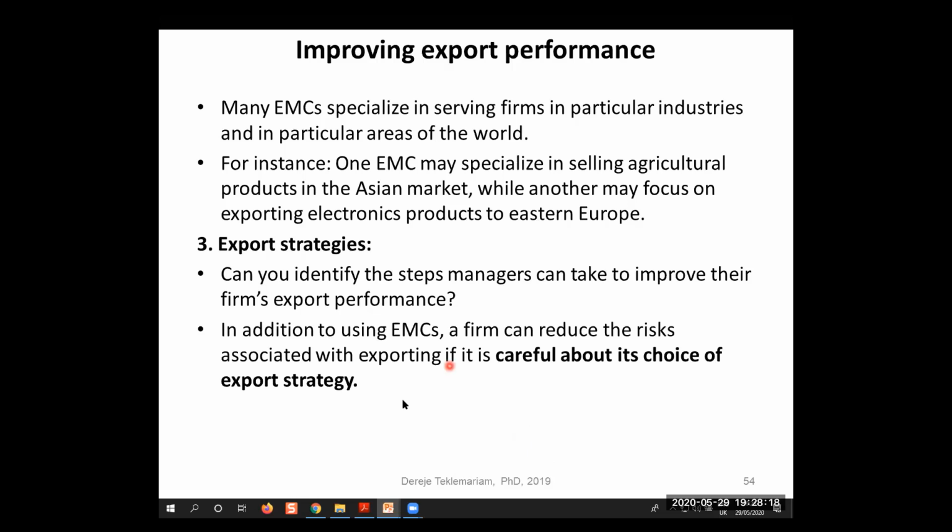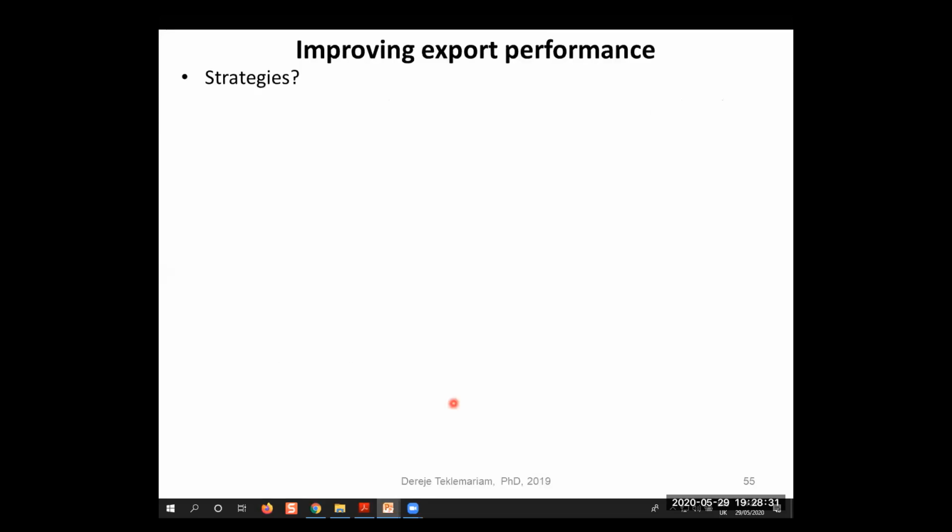What's important is that careful choice of the strategy is really very important. There are a number of strategies or guidelines that help firms to improve their odds of success, which will also be documented.